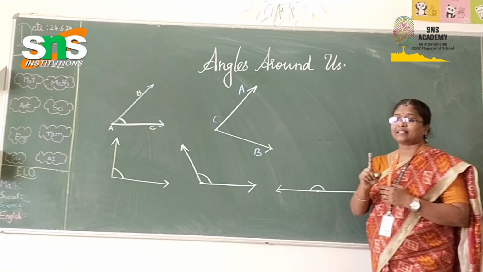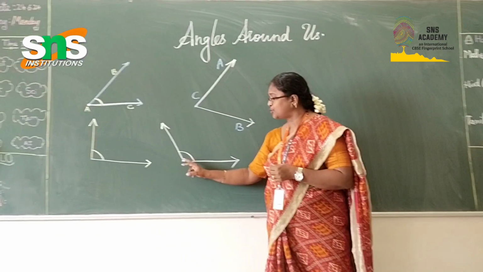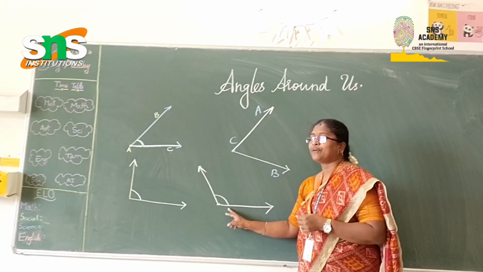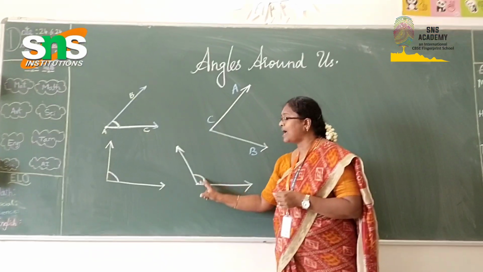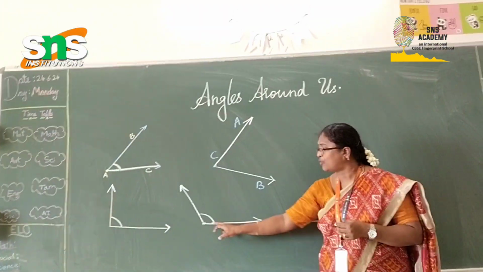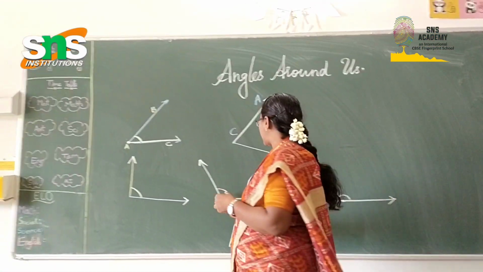So take it for granted, children, that whenever you get two rays joining at a particular point, you will have an angle. So this is ray 1, ray 2. You will have an angle. This portion is only called an angle.